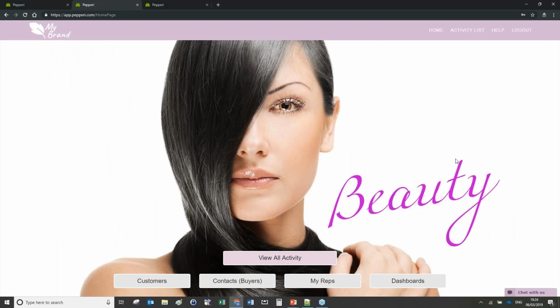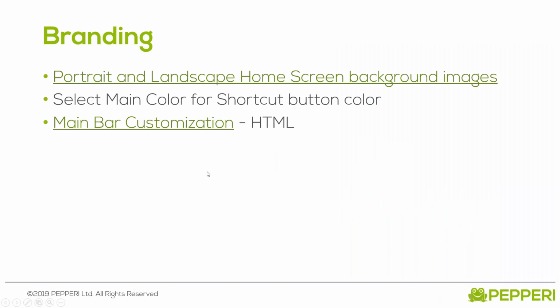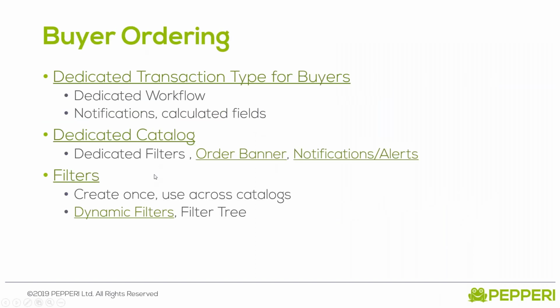Okay, so that was the whole concept of branding, of familiarizing your buyer, making your buyer feel comfortable and engaged in your storefront. The next step is actually placing an order. So if you're using Pepperi for both your mobile sales teams and your buyers, the best practice is to have a dedicated transaction type for buyers. So you can have a dedicated workflow, notifications, calculated fields that are dedicated for buyers as opposed to mobile users or office staff users.